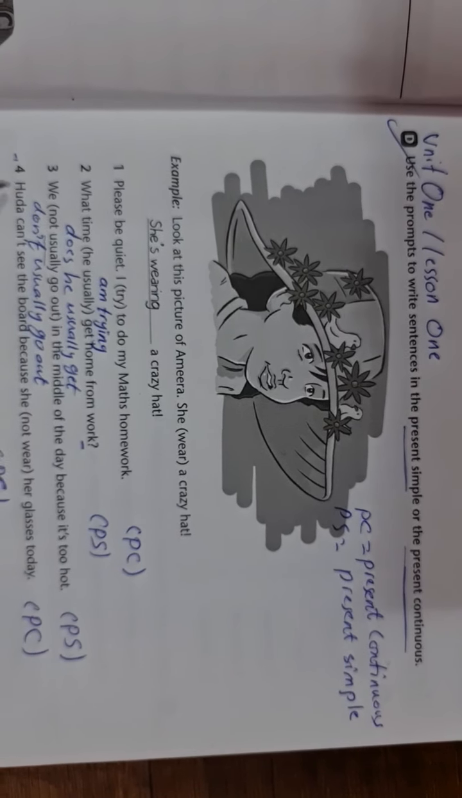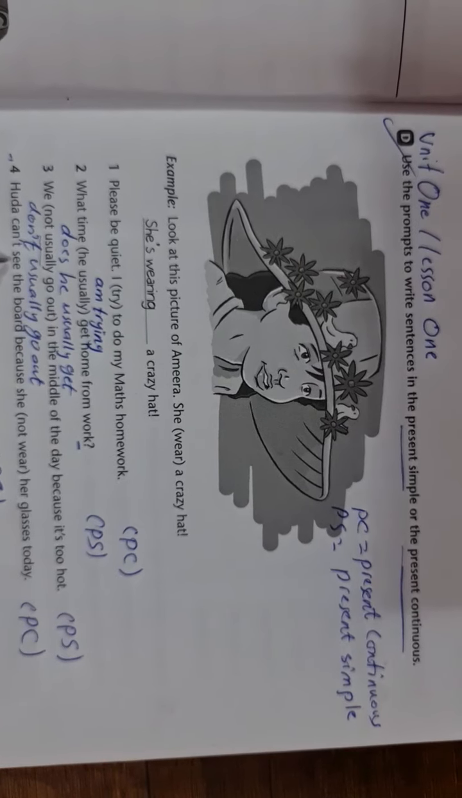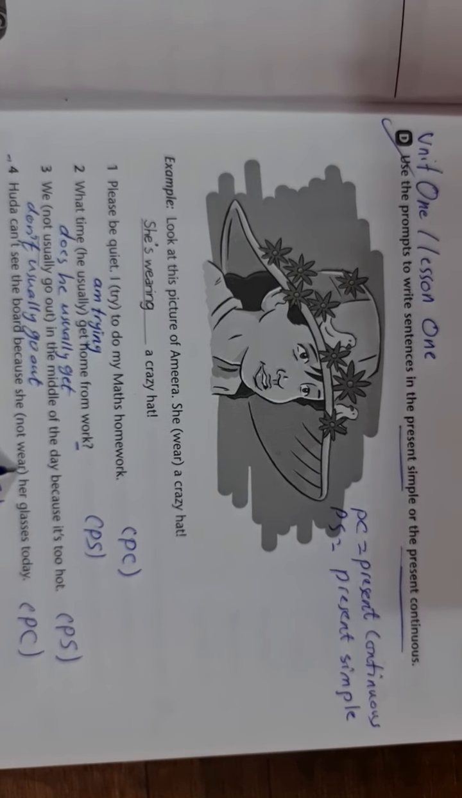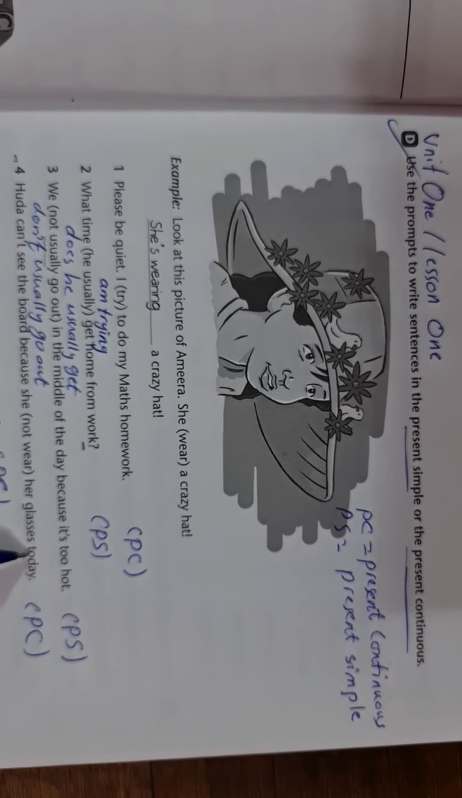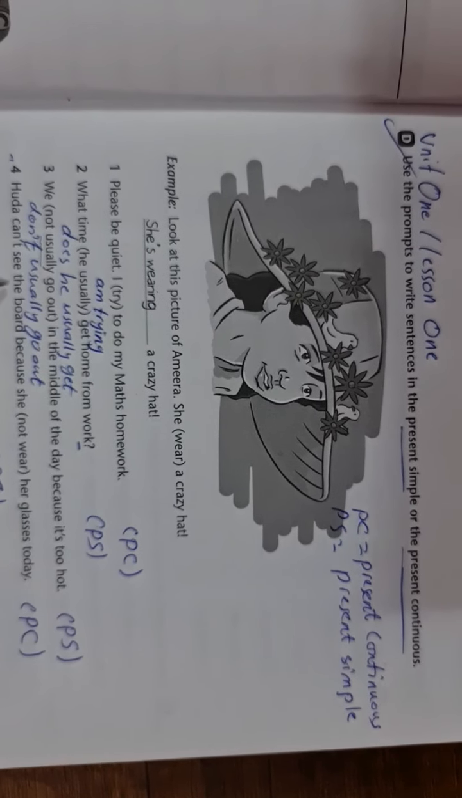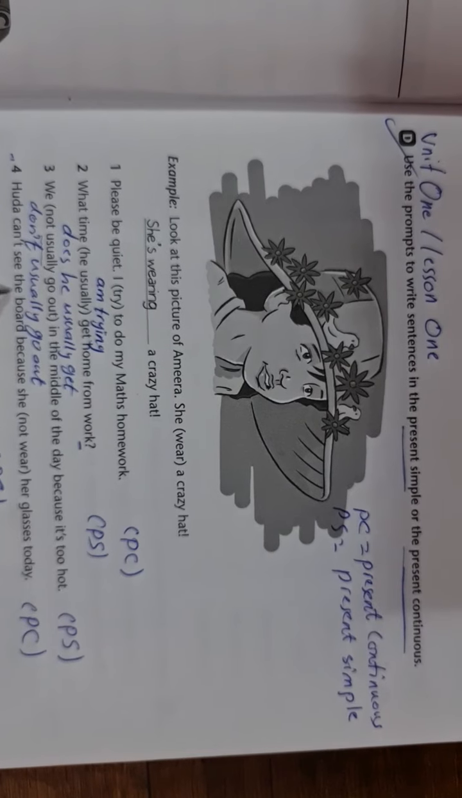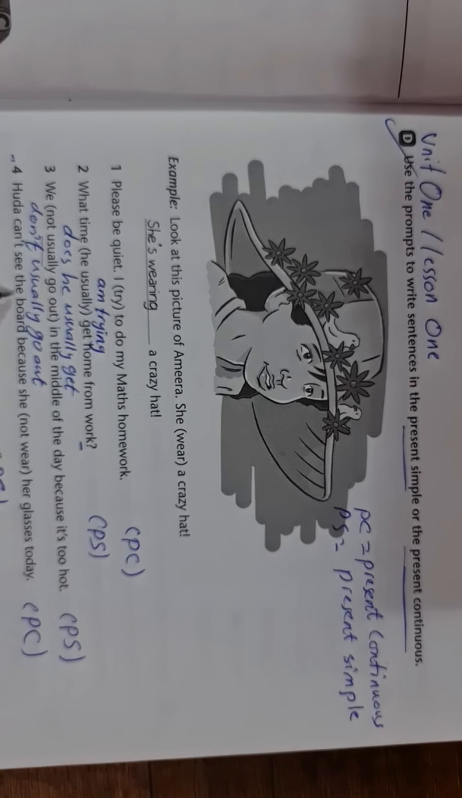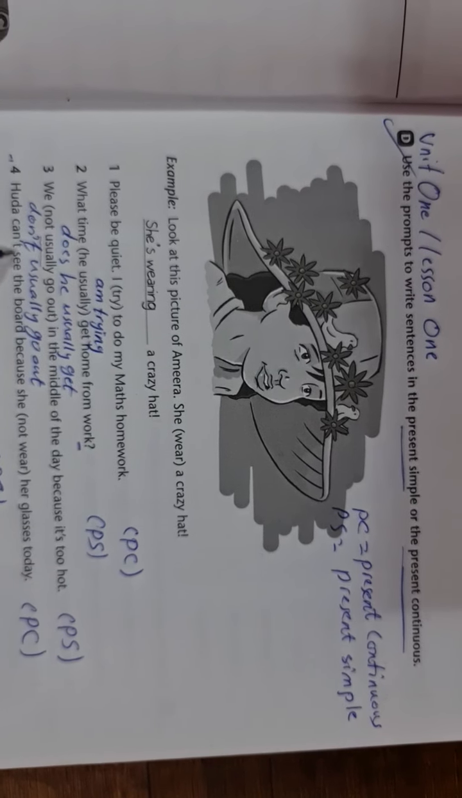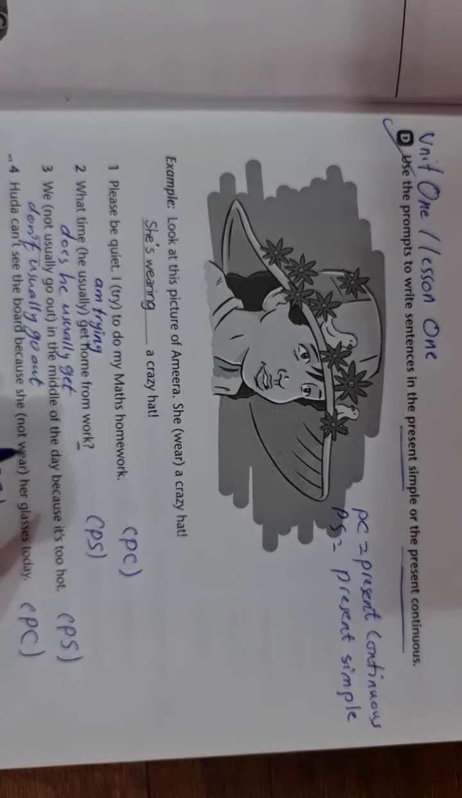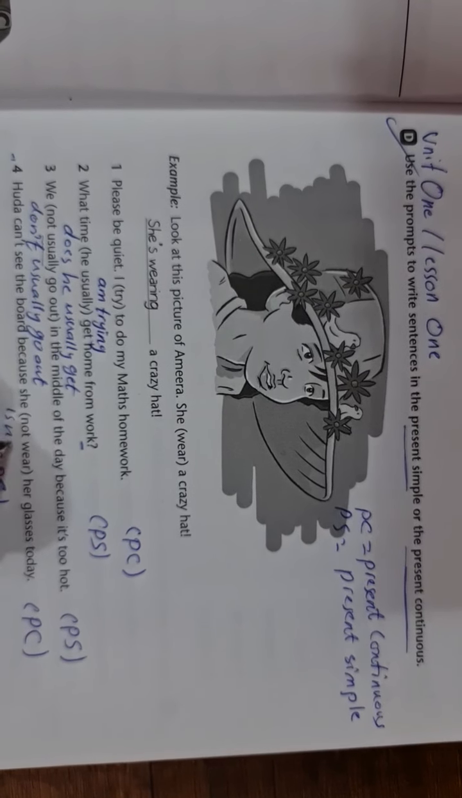Number 4. Huda can't see the board because she is not wearing her glasses today. This sentence is expressing an event that is happening at the time of speaking. So we choose the present continuous. Huda can't see the board because she is not wearing her glasses today.